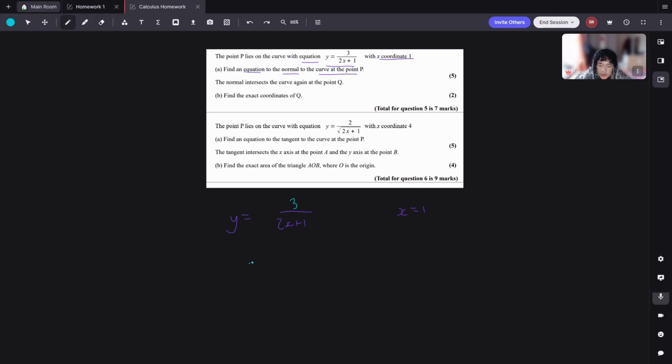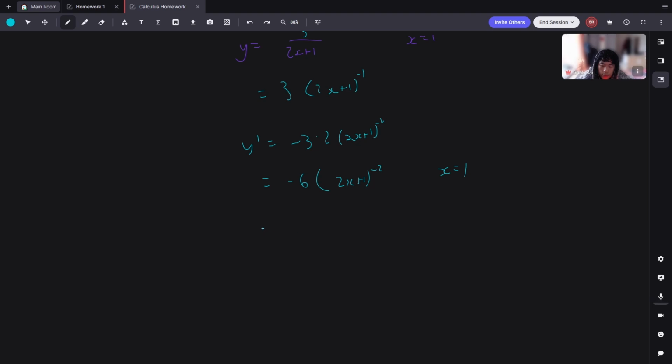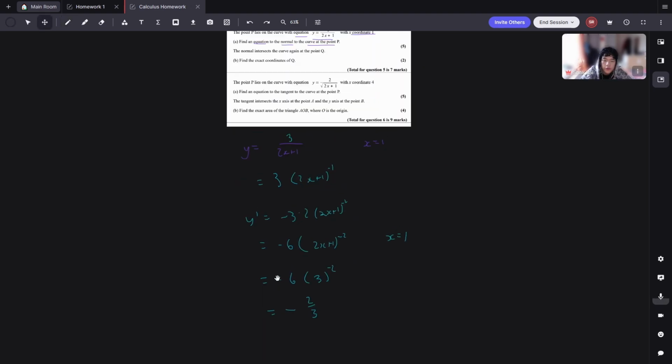So the gradient of this is the same as 3 times 2x plus 1 to the power of minus 1. So the differential is going to be 3 times minus 1 times 2 times 2x plus 1 to the power of minus 2. And this equals minus 6 times 2x plus 1 to the power of minus 2. And x equals 1 in that scenario. So we just sub that back in. So minus 6 multiplied by 3 to the power of minus 2. So that equals minus 2 over 3. That's 6 over 9. 6 over 9 is 2 over 3.